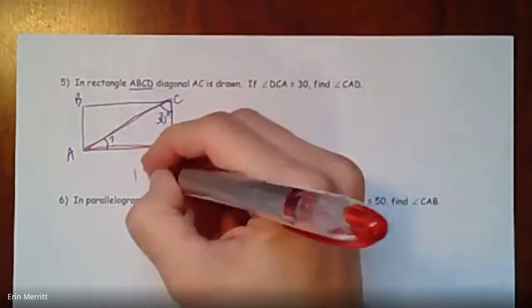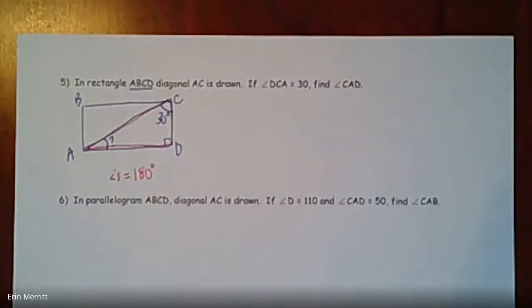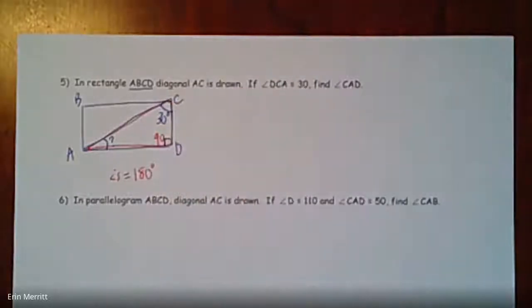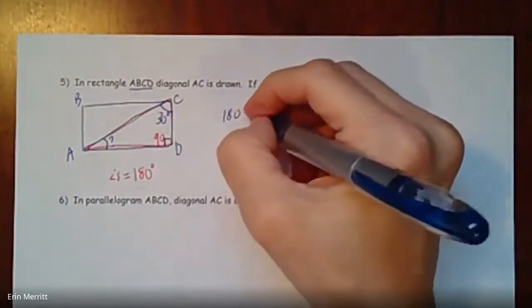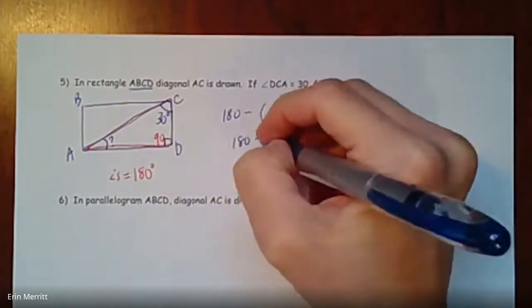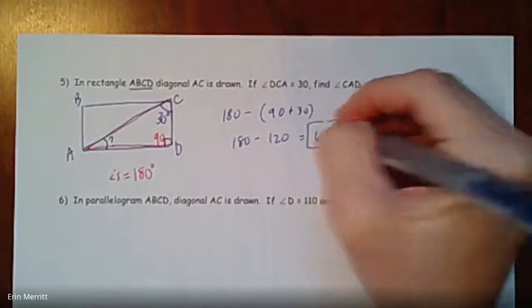And I know that in any triangle, the angles add up to 180 degrees. So I know this one is 90. I got that one at 30. So the last one has to make it add up to 180 total. So if I go 180 minus 90 and 30, or minus 120, that would leave me with 60 here.